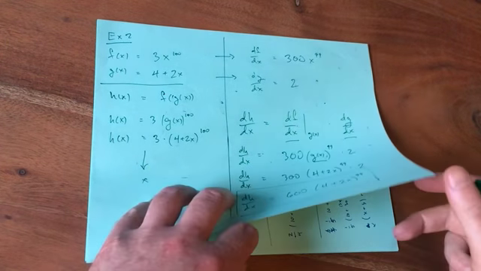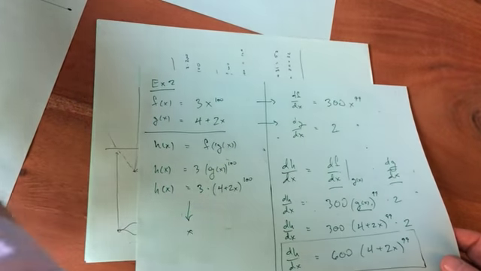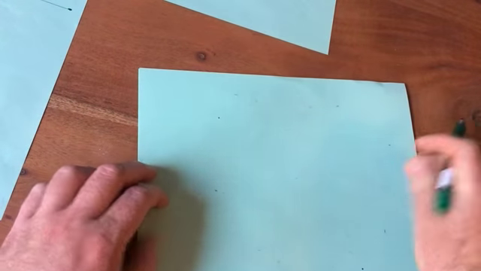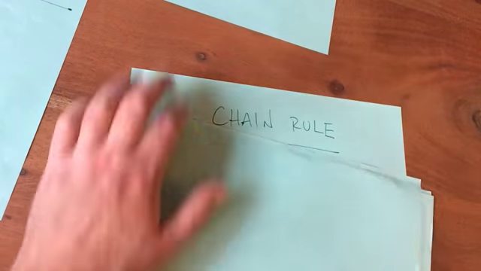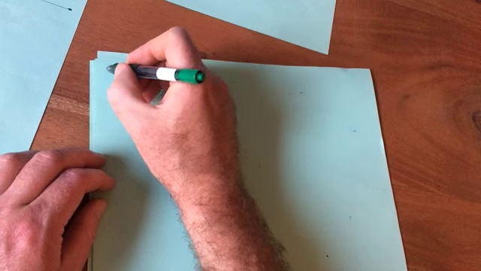Okay, let's do a third example. We need a piece of paper. Here we go. Okay, example 3. Let me try that again. Example 3.